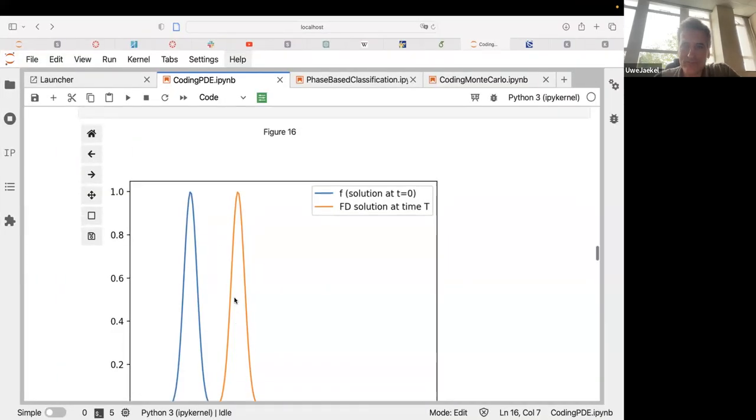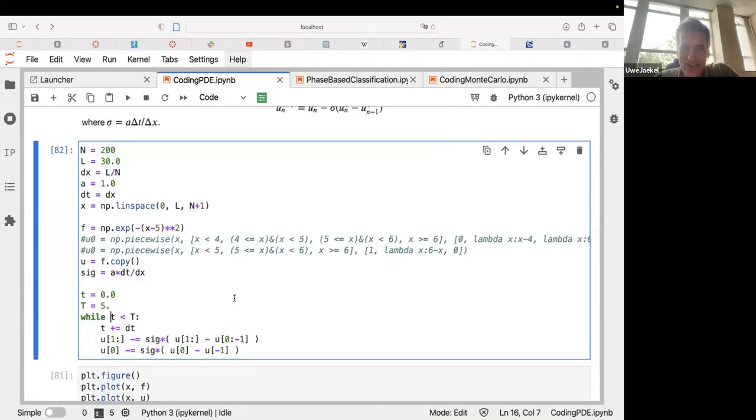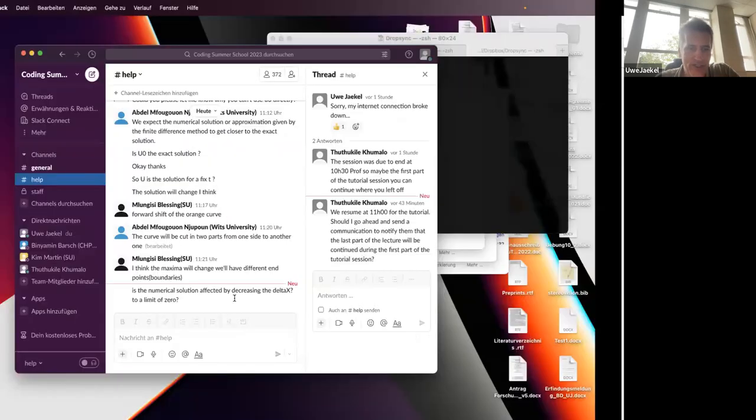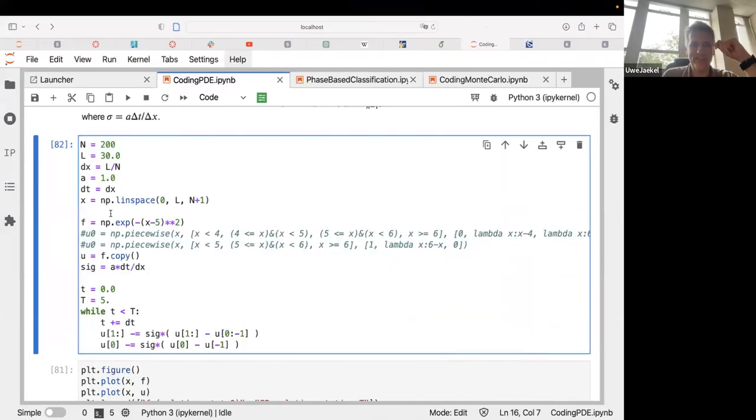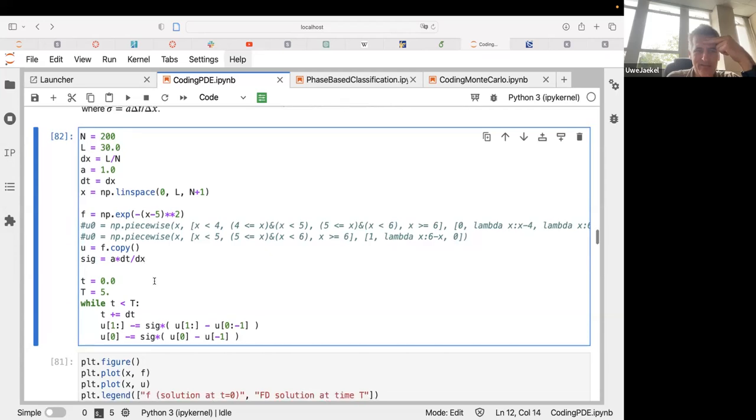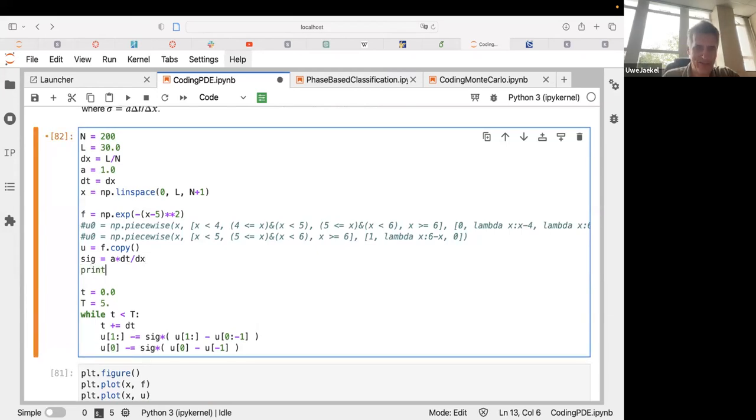And the question is, what if we decrease delta x to a limit of 0? This is very much related to the following thing. I purposefully introduced this parameter sigma, and I will print sigma. Yes. Let me print sigma.